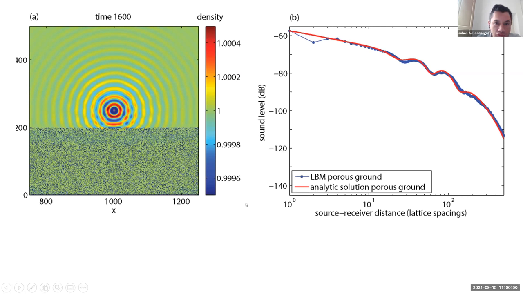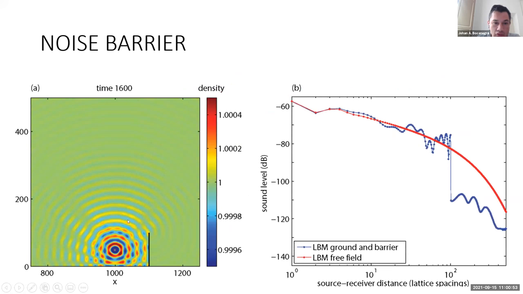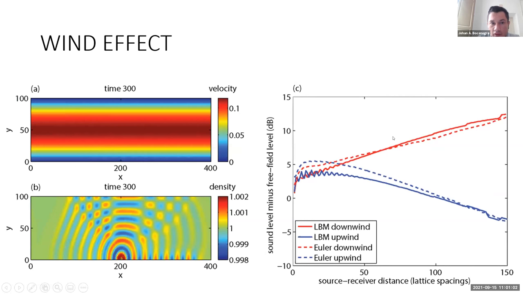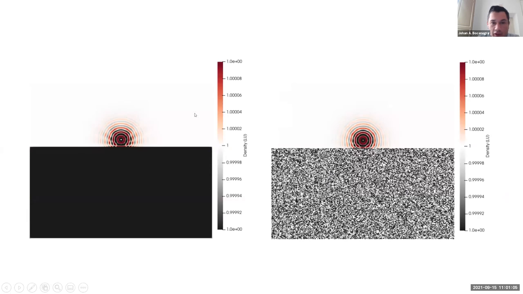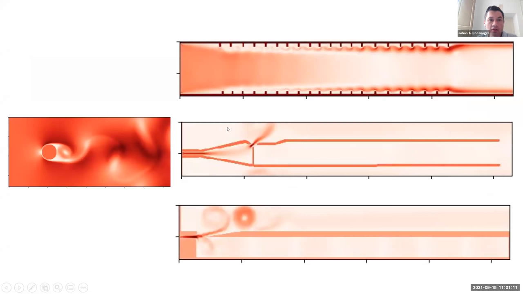They performed some simulations with porous ground with sound barrier, and also the effect of wind in the acoustic propagation. We performed some similar simulations. And finally, the musical acoustics that are of interest for our group, mainly by the applications in corrugated tubes. But some works are related also with flute whistles and some other musical instruments.